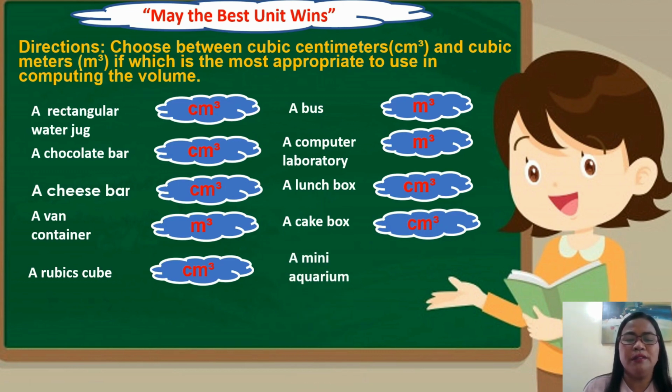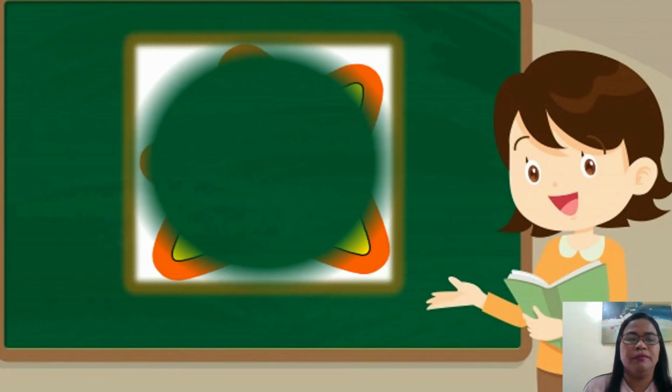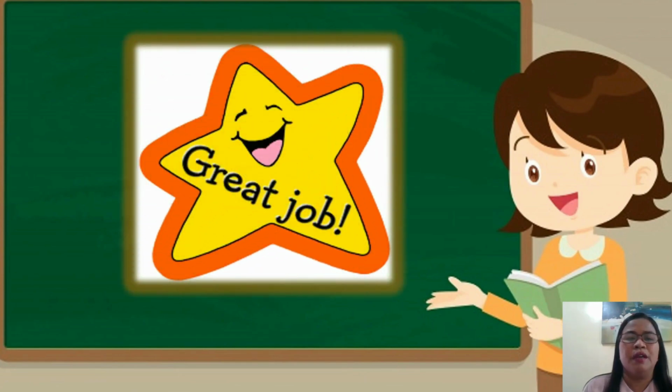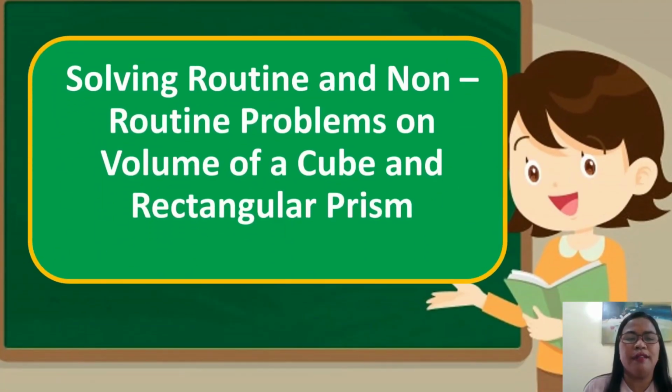And the last one, a mini aquarium. What do you think is the answer? Very good. The answer is cubic centimeter. Great job, children. I guess you are now ready for our next lesson: solving routine and non-routine problems on volume of a cube and rectangular prism.